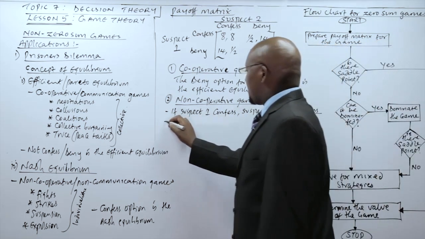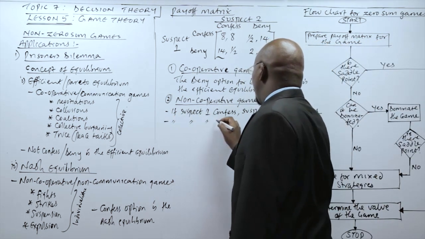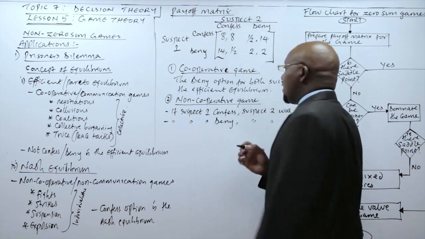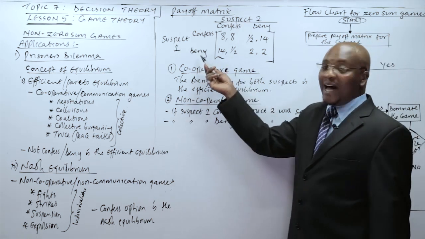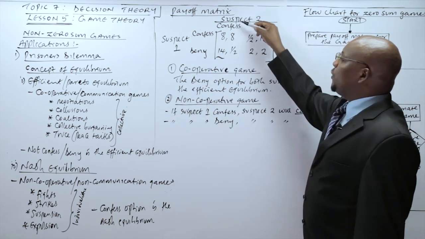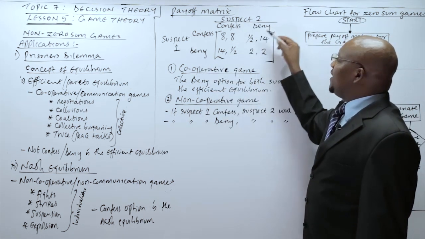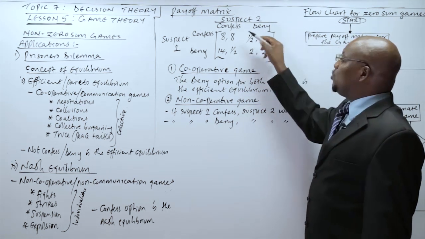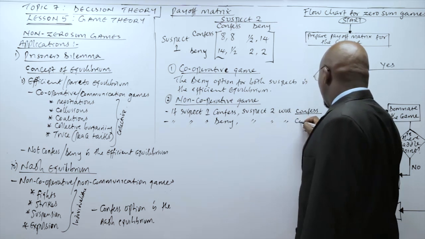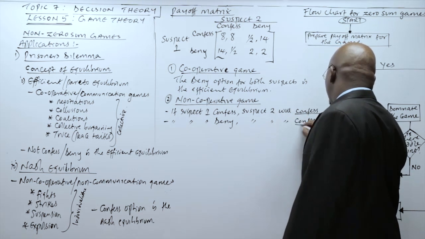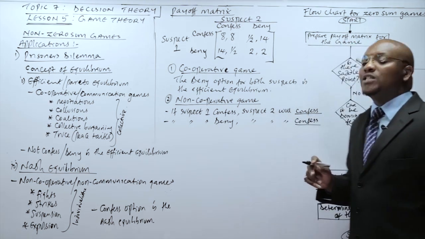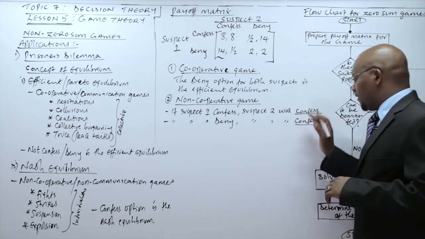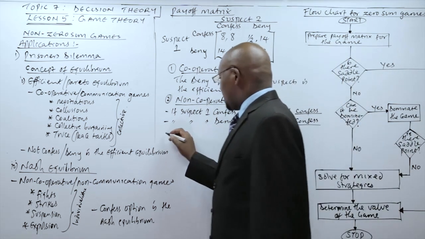Then if suspect 1 denies, suspect 2 will, let's see. Suspect 1 on the side, deny. Suspect 2 will do what? If he confesses, he gets half a year. If he denies, he gets 2 years. Half a year is better than 2 years. So suspect 2 is likely to confess again. So confess. That tells you what? That suspect 2 will always confess, irrespective of what suspect 1 is going to do. He'll always confess.